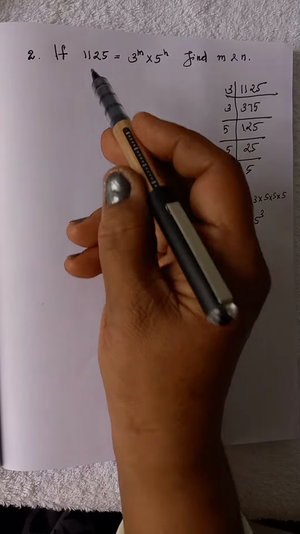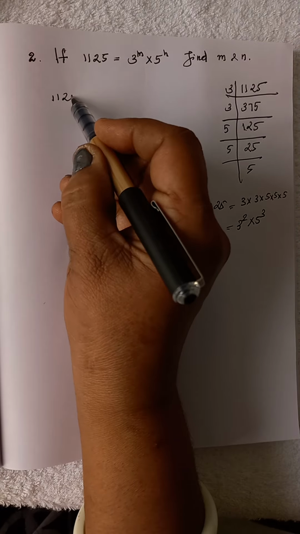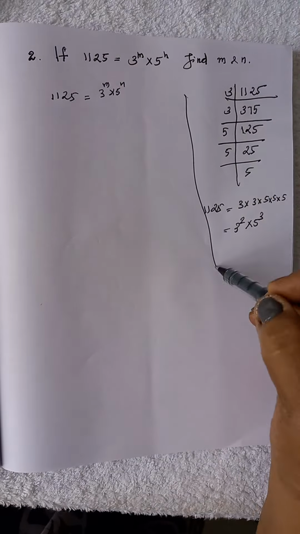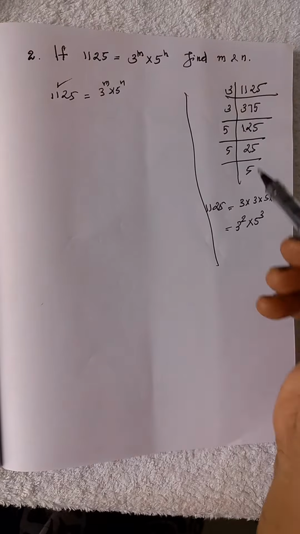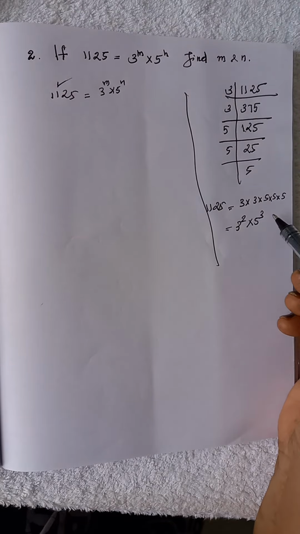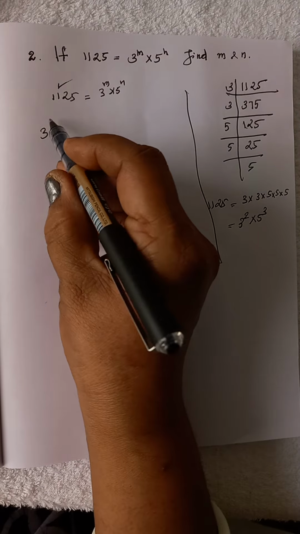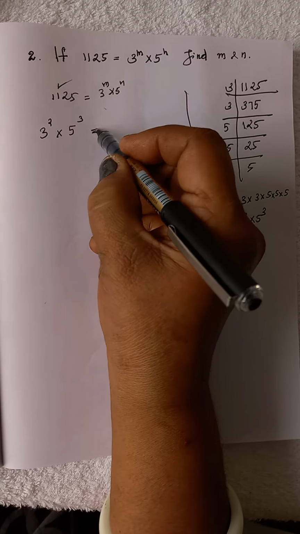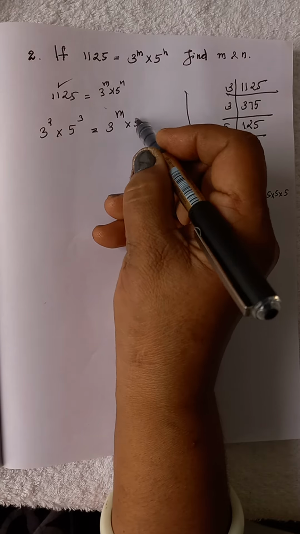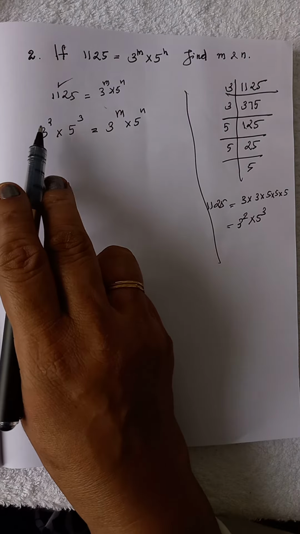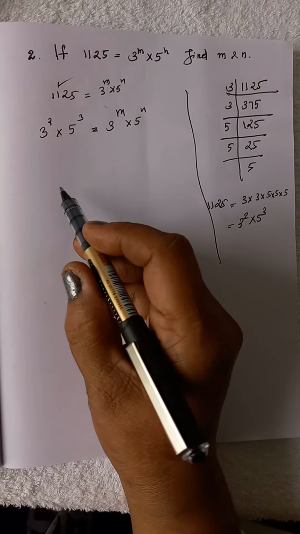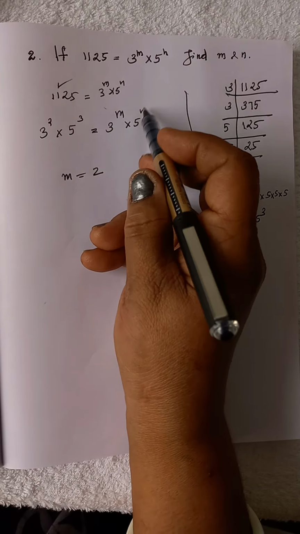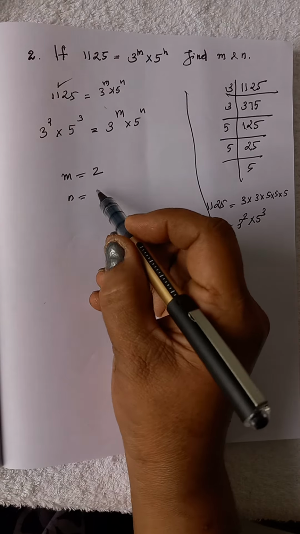So we are given this 1125 is equal to 3 raised to m into 5 raised to n. Now we can replace this 1125 by this 3 raised to 2 into 5 raised to 3. That is 3 raised to 2 into 5 raised to 3, that is equal to the given thing, right? Say 3 raised to m into 5 raised to n. Now 3 raised to 2 is the same as 3 raised to m. So what is m? m is equal to 2. 5 raised to 3 is the same as 5 raised to n. So what is n? n is equal to 3.